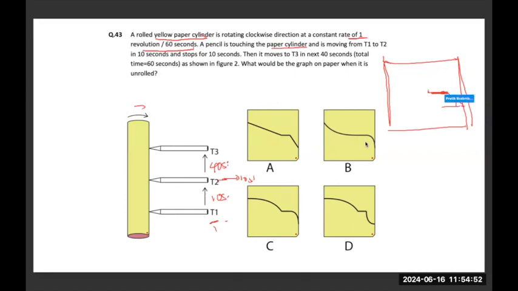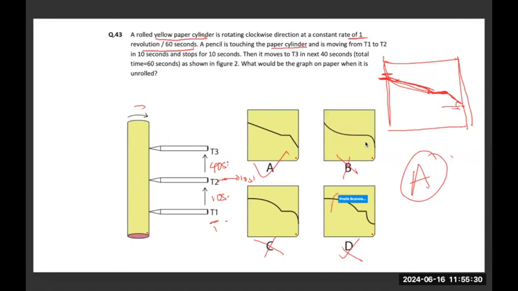A horizontal line will be generated, and then from here it reaches here in the next 40 seconds, which means that this angle will be relatively steeper compared to how I started here. It will be a straight line though. It won't be a curved line, definitely. So B is wrong, D and C are all wrong, and A is the one which will be chosen because this figure looks exactly like it. When the cylinder is moving in circular motion in clockwise direction and your pencil is moving, the line that will be generated on the paper will be a straight line and not a curved line.